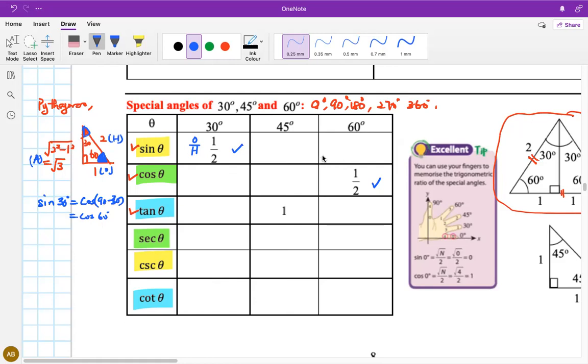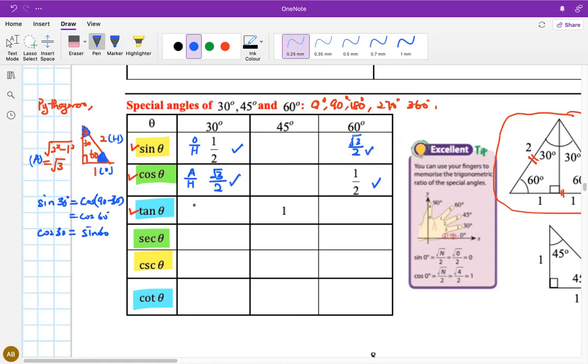So what is cos 30 then? Cos 30 is adjacent over hypotenuse. The adjacent is square root 3, and you divide it by 2. Since cos 30 is equivalent to sine 60, therefore sine 60 is square root 3 over 2. You can check also: this is 60°, opposite is square root 3, hypotenuse is 2. So both are correct.